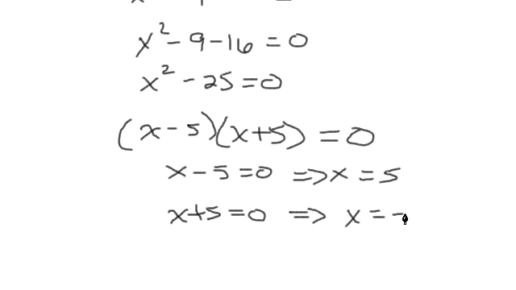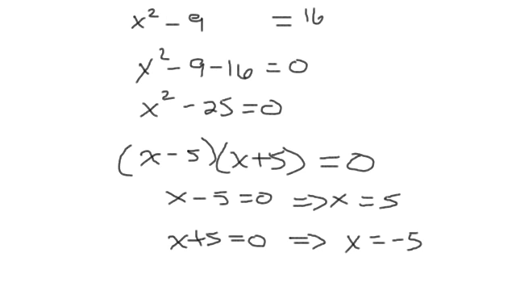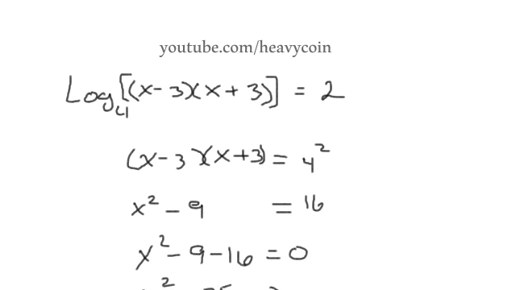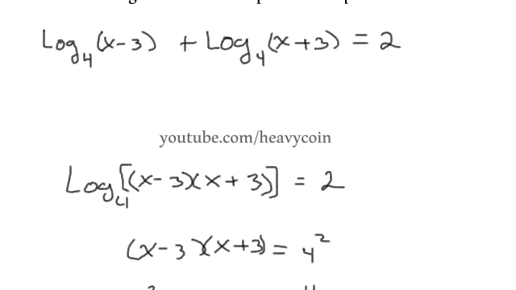And we have x is equal to -5. But remember, now that we have our two solutions, 5 and -5, two possible solutions I should say, we have to make sure that those numbers will be in the domain of both of these functions here.